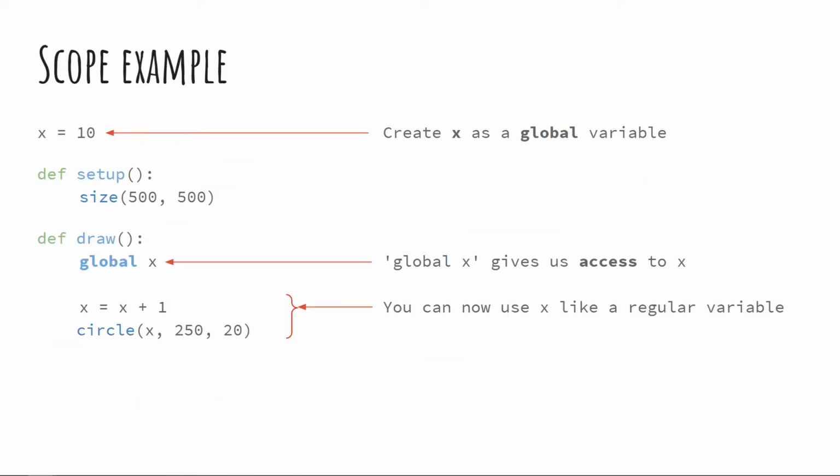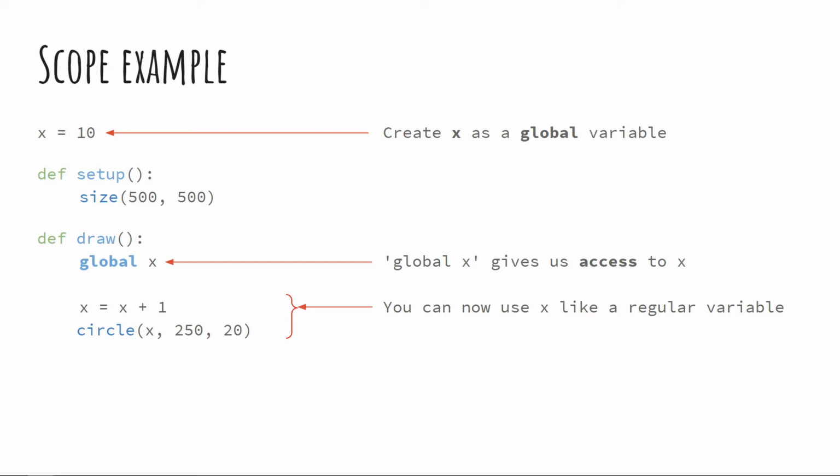So if we want to use the same variable in both setup and draw, then we would need to do something like this, where we create x as a global variable. Then inside draw, we tell draw that it should go looking for a global variable x. If we don't say that, it will assume that it should look for something local.